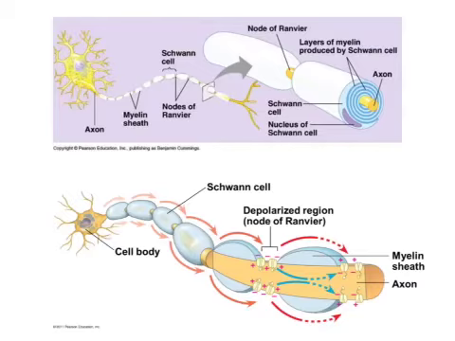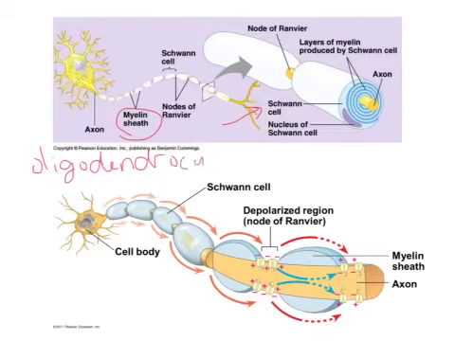And so we have to look at different ways that we can speed up the action potential. One of these is through what's called myelin. The myelin sheath is formed by what are called Schwann cells in the peripheral nervous system. In the central nervous system, they're formed by what are called oligodendrocytes.